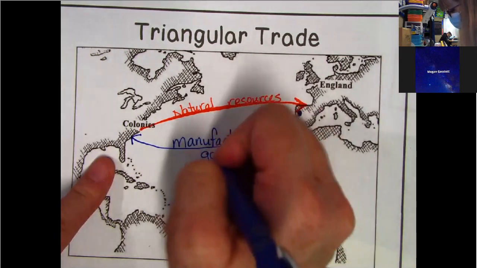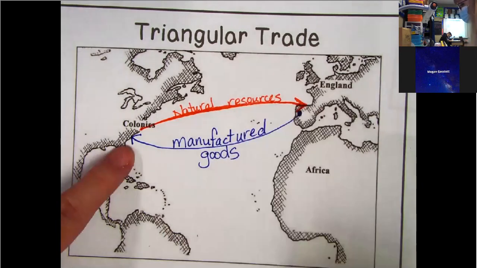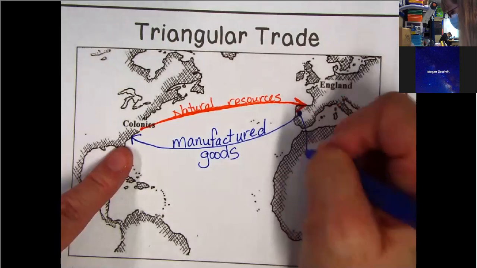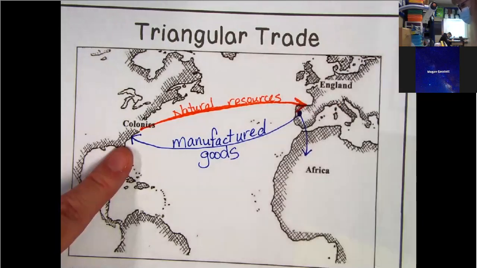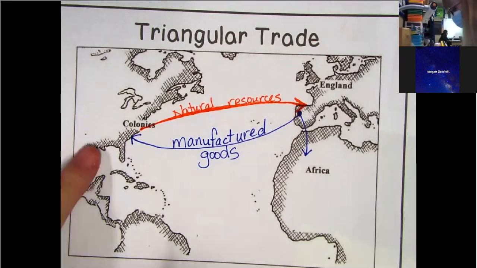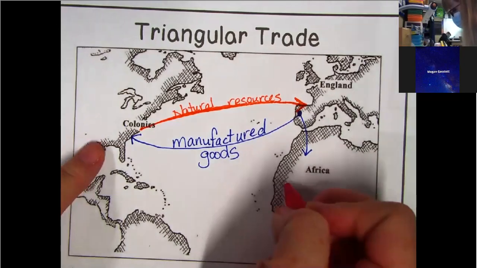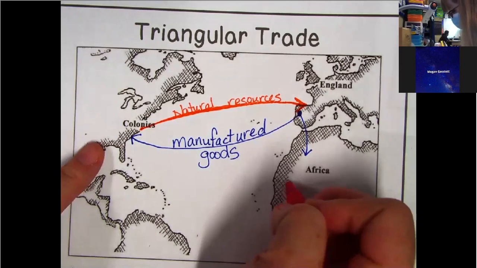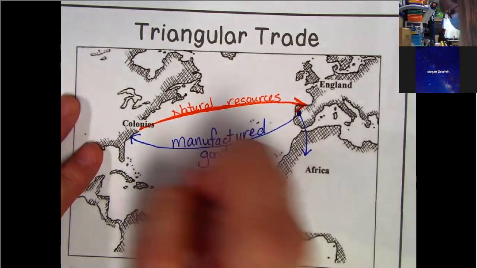Where else did they send it? They sent it to the colonies, but where else do we read that they sent it? Africa, because Africa also wanted manufactured goods. Then what was the other part of the triangular trade? Enslaved people went from where to where? Africa to where? The colonies. And this is red.